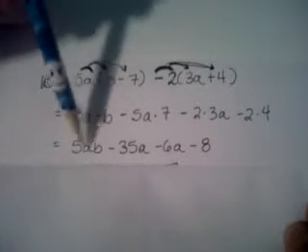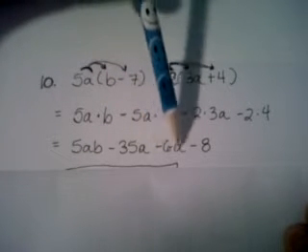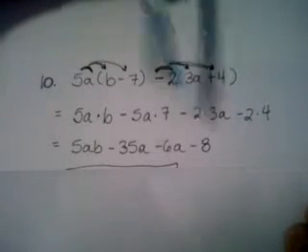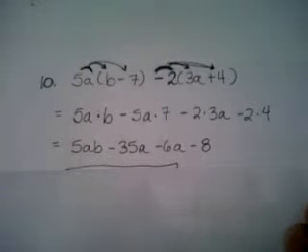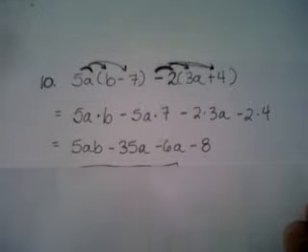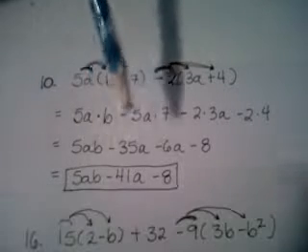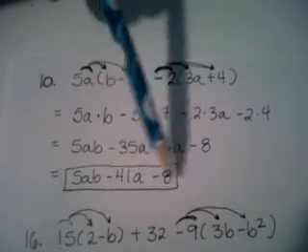So we get 5ab minus 35a, negative 2 times 3 gives us a negative 6a, and negative 2 times 4 gives us a negative 8. Now what we can do is combine like terms, and like terms are terms that have the same variable raised to the same power. So in this case, negative 35a and negative 6a are like terms, so I will combine those. So I'm left with 5ab minus 41a minus 8.